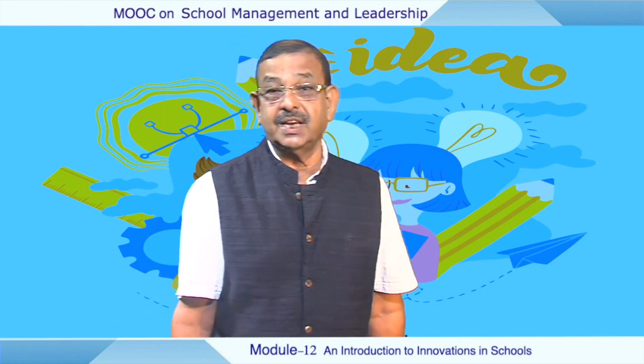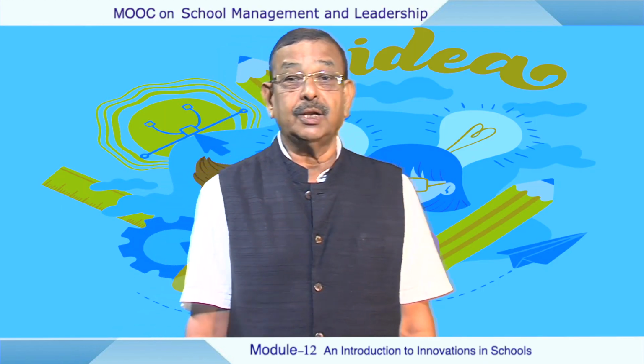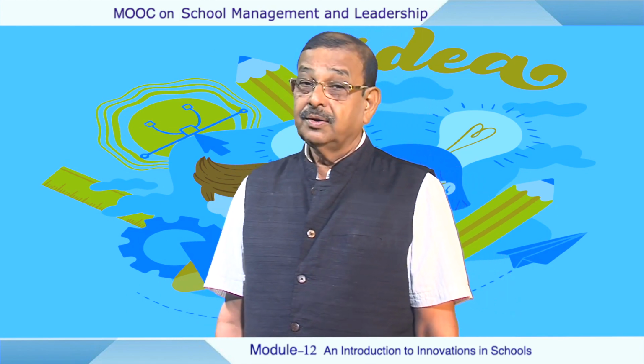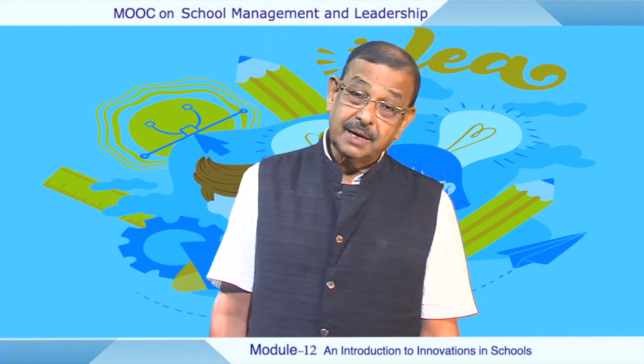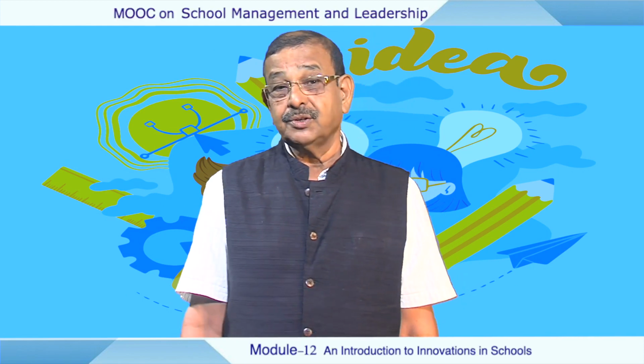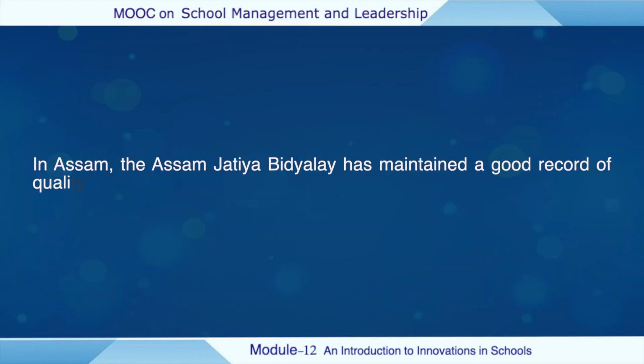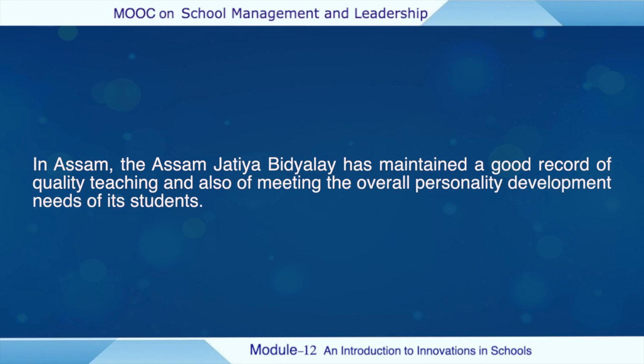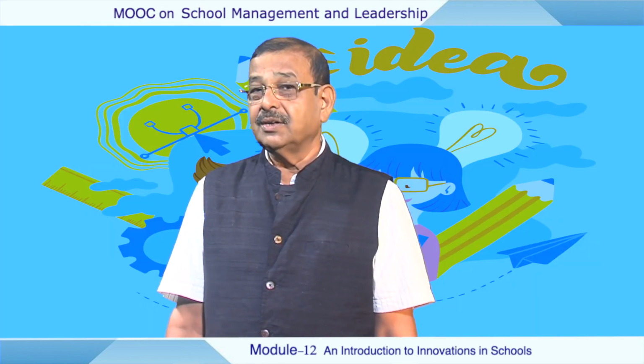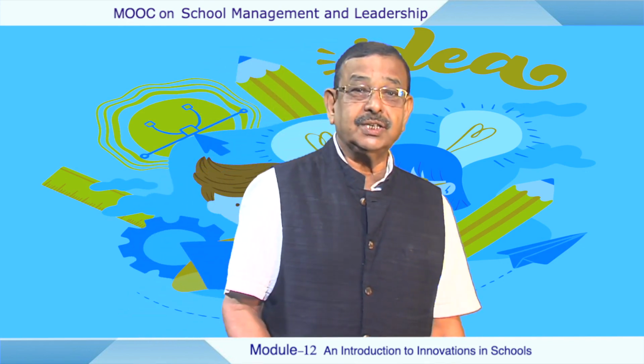And all these things raise serious long-term concerns about the overall educational system. But the problems have been arrested, efforts have been made. We can find examples of the public schools in Delhi. In Assam, the Assam Jatiya Vidyalaya has maintained a good record of quality teaching and also meeting the overall personality development needs of the students to make them competitive, to face the competitive exams. Not only academic aspects, the other aspects as well. So this requires strengthening of the education system.